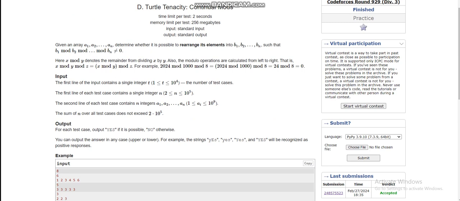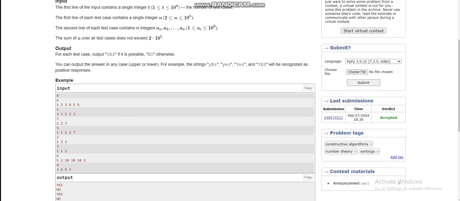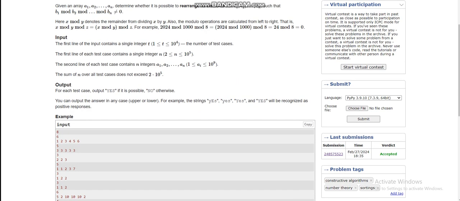So this problem I find a bit more difficult than other division 3 Ds, but there are many test cases. I think that will help us to understand what the solution is. So let's take one example, this example only.